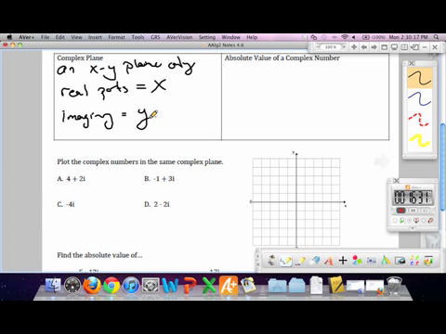So if I give you a complex number like point A, say 4 plus 2i, I'll graph 4 on the real and 2, because that's the coefficient of my imaginary number. So point A would be at 4 reals and 2 imaginaries. B would be at negative 1 reals and 3 imaginaries.